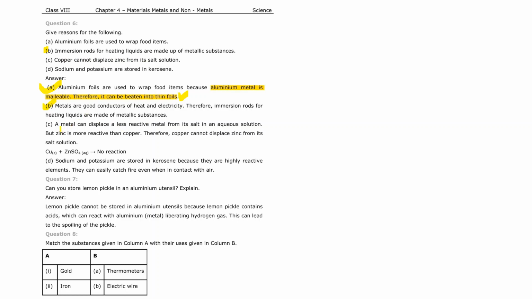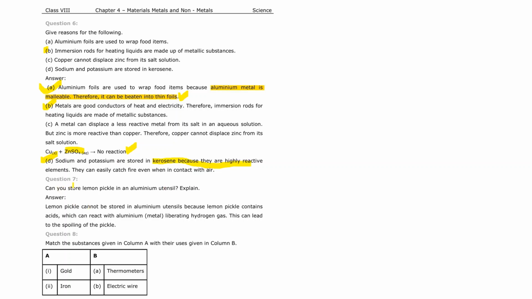reactive than copper, so that's why copper cannot displace zinc from its solutions. So when copper is added to the ZnSO4 solution, no reaction takes place. While sodium and potassium are stored in kerosene, as we have seen earlier that when sodium and potassium are exposed to air or water, they burn vigorously and explode, which may harm us. So that's why they are stored under kerosene.